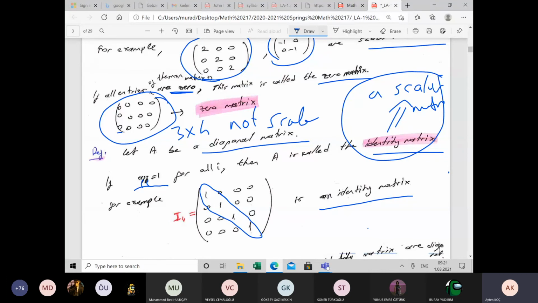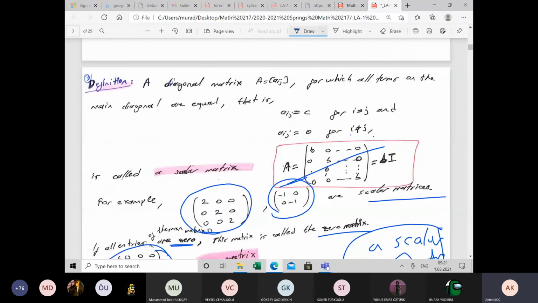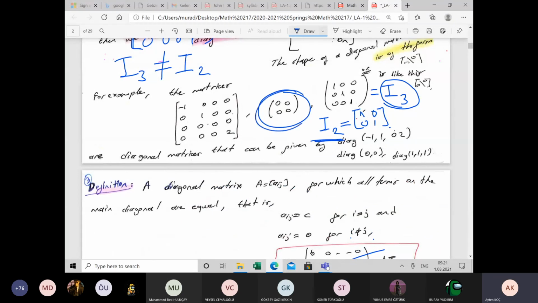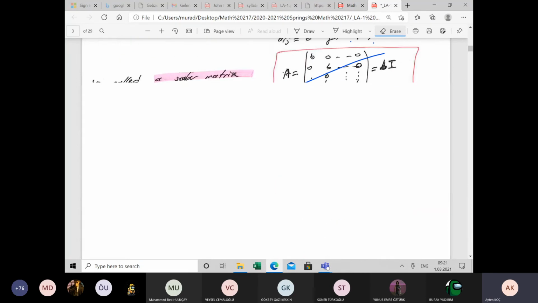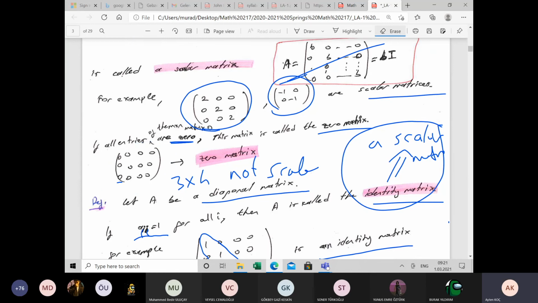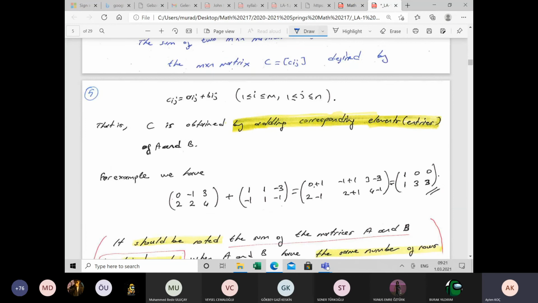Not scalar. Look at this one. This one is a zero matrix with dimension 2 by 2, a scalar matrix. So this one is scalar, and this one is not scalar. So this statement is not always true. It's okay. Not this one, sorry.